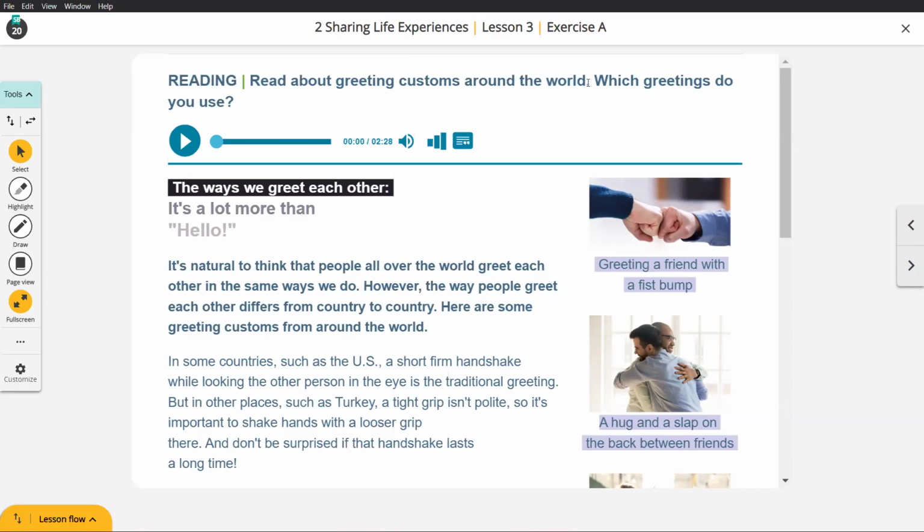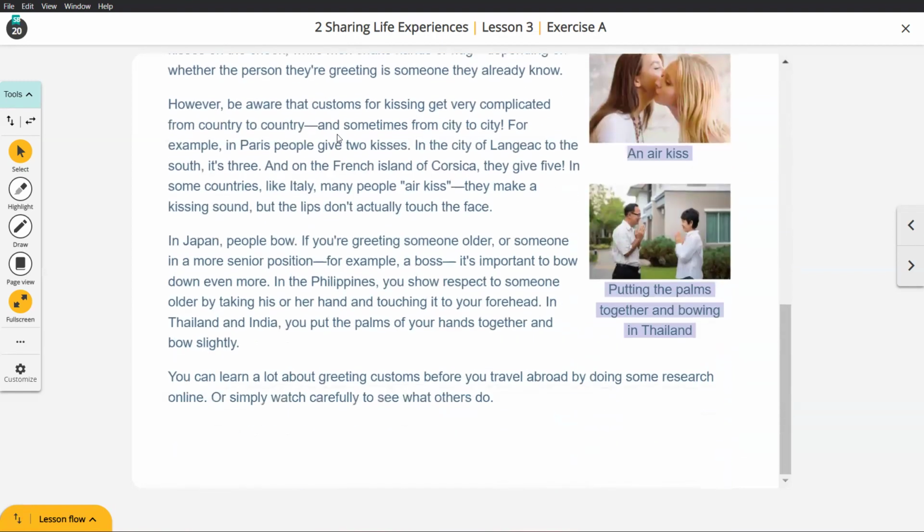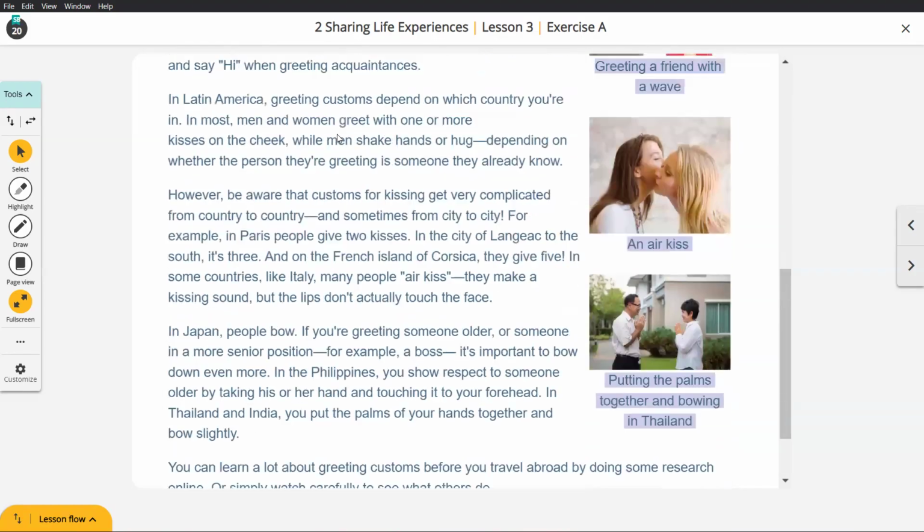So here it says, reading. Read about greeting customs around the world. Remember, we have different read. In this case, we have, which greetings do you use? That's the main question you have to answer. So let's listen and also you follow along with the reading, okay?